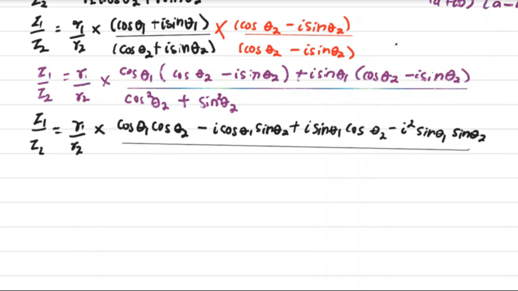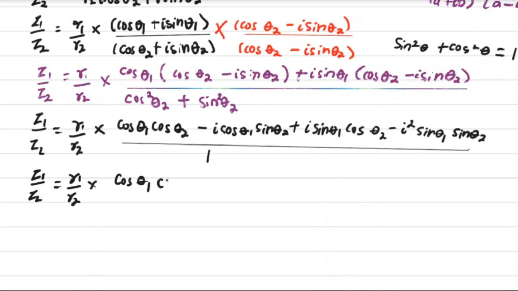Now don't forget, from the trigonometrical identity, sine square theta plus cos square theta is equivalent to 1. So it means that cos square theta 2 plus sine square theta 2 is the same thing as sine square theta 2 plus cos square theta 2, which will eventually give us 1. So from here, our Z1 over Z2 is going to give us R1 over R2 multiplied by cos theta 1 cos theta 2, collecting like terms.